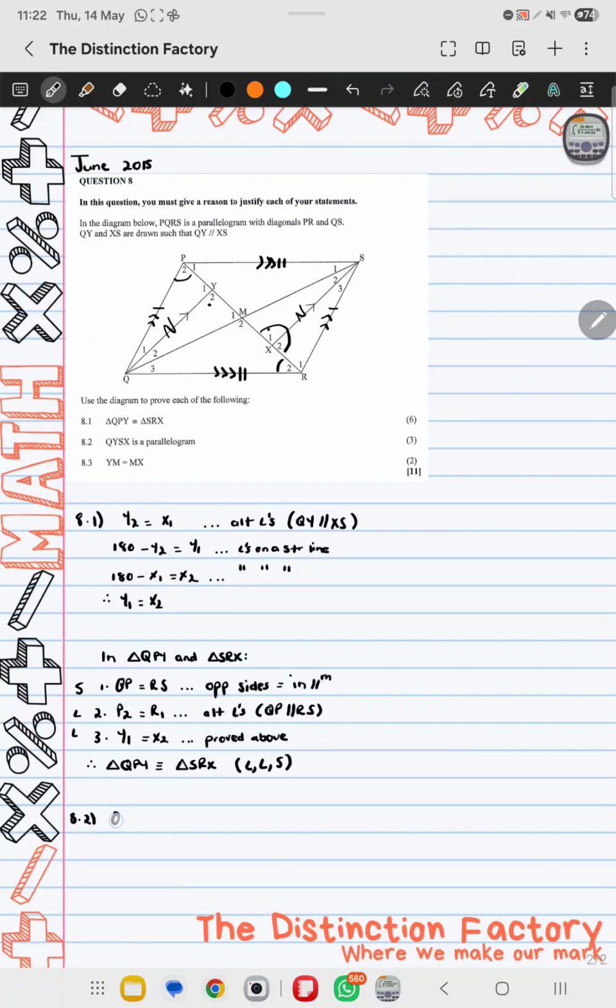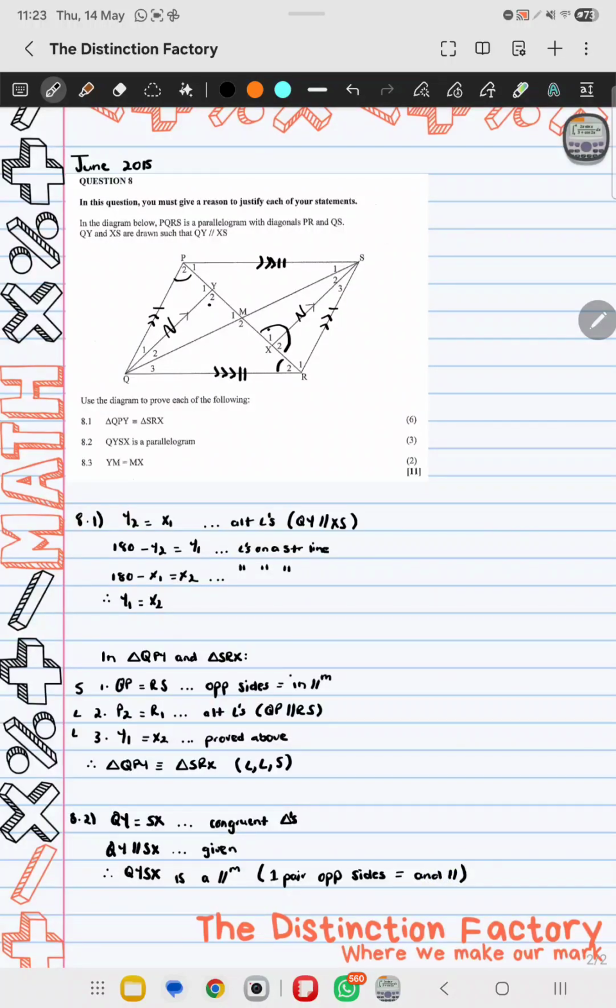We're going to tell them that QY is equal in length to SX, and our reason for that is proved above, or congruent triangles. And we also know that QY is parallel to SX, and that was given. They told that to us. Then we can say, therefore, QYSX is a parallelogram. And my reason for that is one pair of opposite sides equal and parallel.